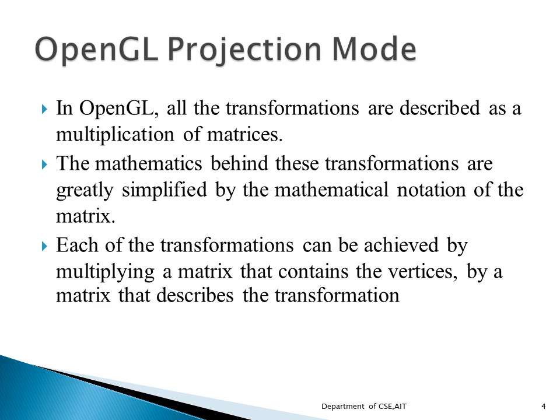In OpenGL, all the transformations are nothing but a multiplication of matrices. That means we will have a point and a transformation, and they will be multiplied, and this gives rise to a transformation. The mathematics behind these transformations is simplified by the notation of the matrix. Each of the transformations can be achieved by multiplying a matrix consisting of vertices by a matrix which describes the transformation.